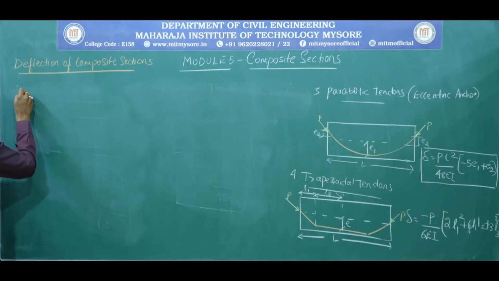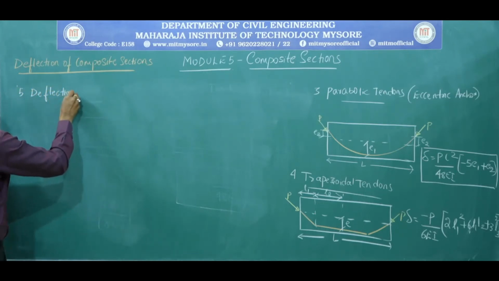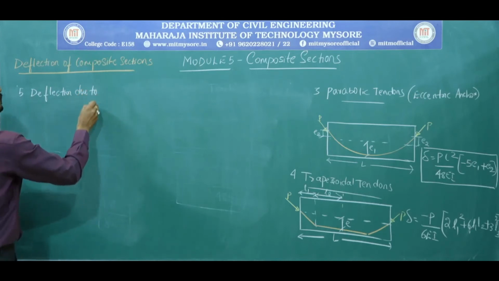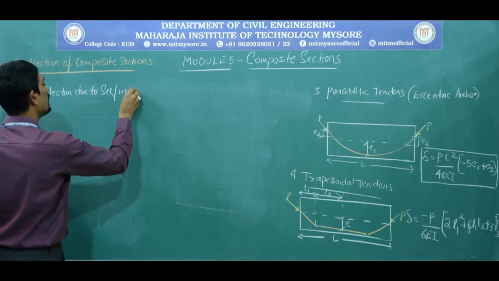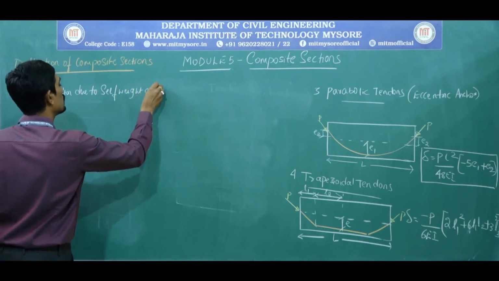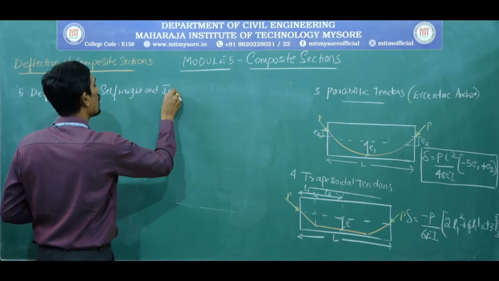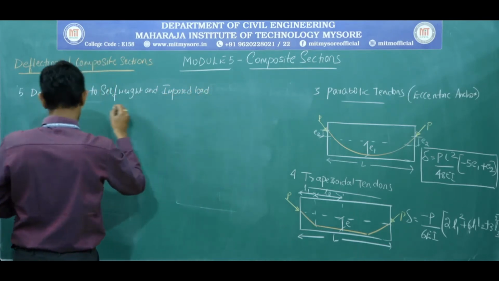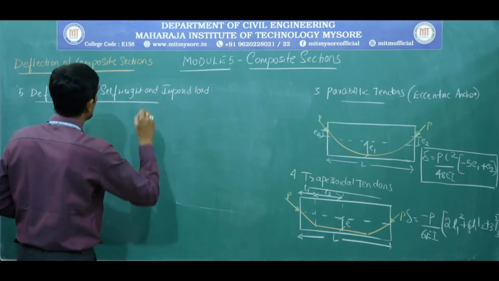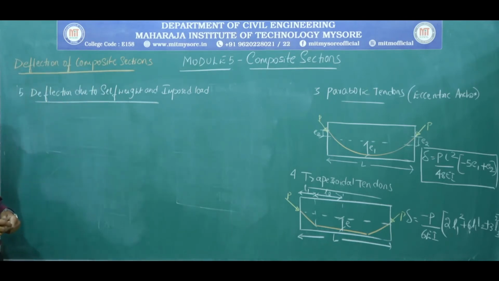So we'll write it down as phi: deflection due to self weight and imposed load, or I can say live load. So for this, what will be the formula? It will be something like this.